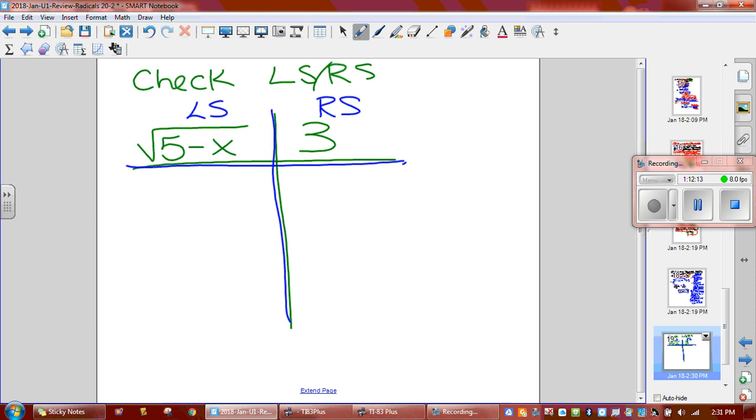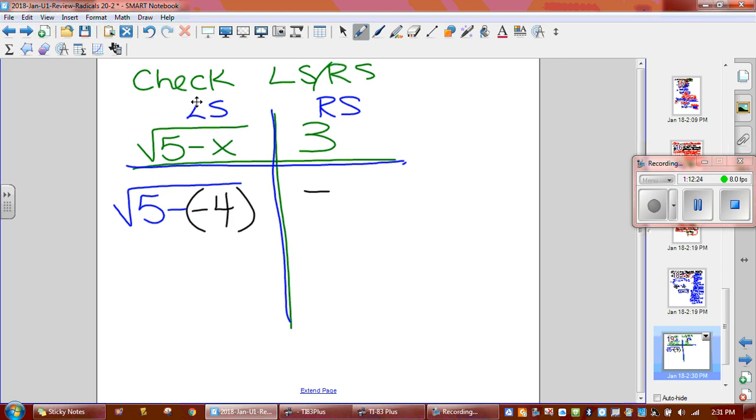So my left side is equal to my right side. That means it is a true solution. X is negative 4. And remember, it meets the condition we had before. The condition said it had to be the digit 5 or smaller. And negative 4 is smaller than 5. So we did correctly.